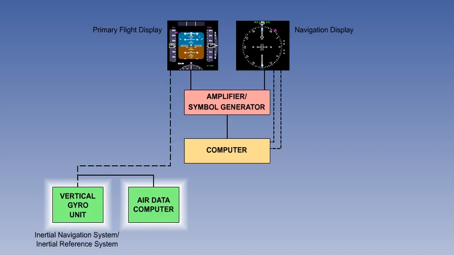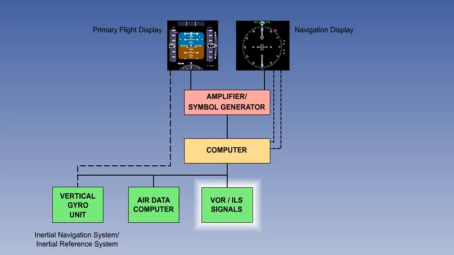In older aeroplanes, there are analog inputs from the air data computer and vertical gyro. The signals are converted via a digital converter into a digital output so that modern displays and autopilots can be used. In more modern aeroplanes, the vertical gyro is replaced by an inertial navigation system or inertial reference system, as they have much more sensitive gyros.